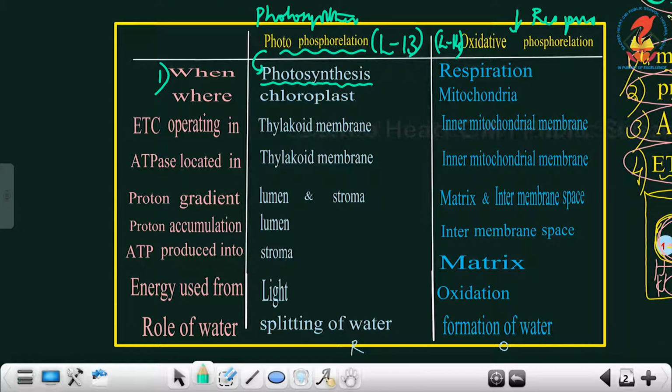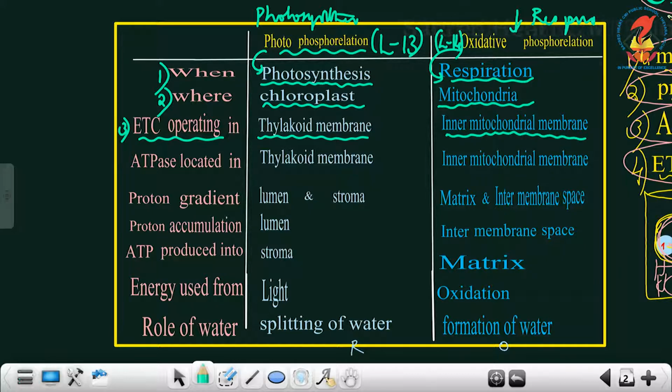Okay. So, the first parameter: when is photophosphorylation occurring? It is occurring during photosynthesis. At the same time, when is oxidative phosphorylation occurring? During respiration. Second, where does photophosphorylation occur? We saw it occurs in the chloroplast, whereas oxidative phosphorylation is occurring in the mitochondria. Next, where is the ETC operating? We saw in the thylakoid membrane, that only was made thick. You will never forget, thick yellow. Whereas in the mitochondria, where is the ETC located? In the inner mitochondrial membrane.